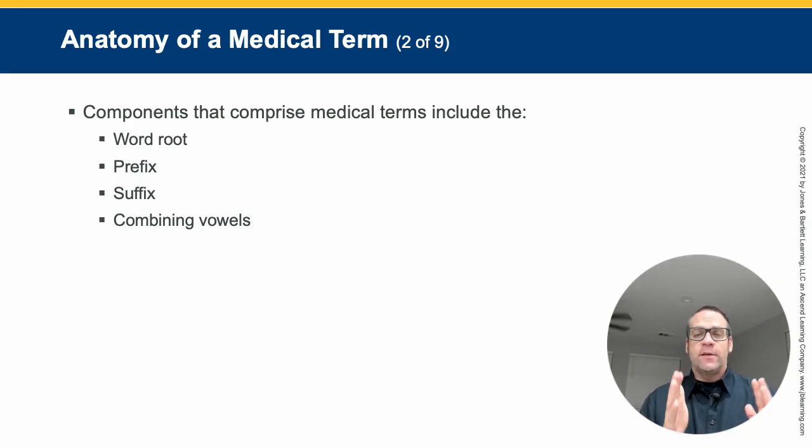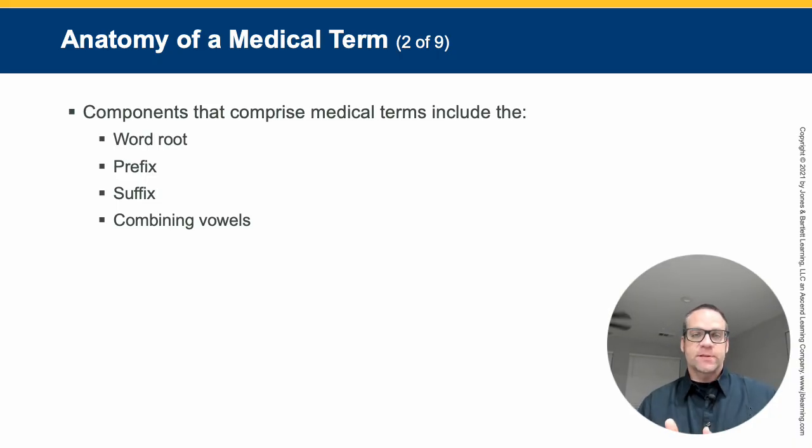As I talked about, the four primary parts of a medical term are the word root, the prefix, the suffix, and the combining vowel. The word root is the core of the word. It carries the fundamental meaning and usually refers to a body part or a system. For example, cardi refers to the heart, and nerve refers to nerves, okay?